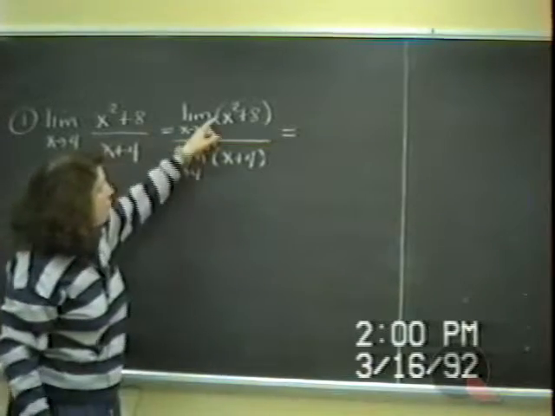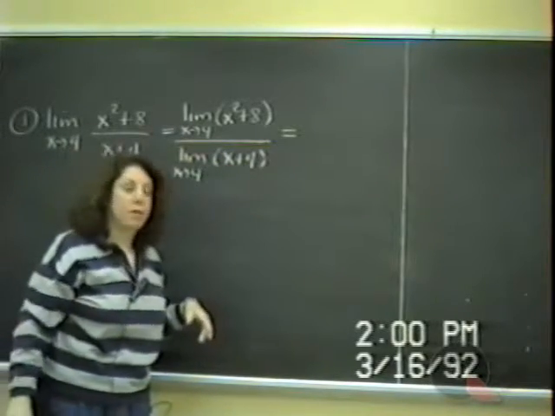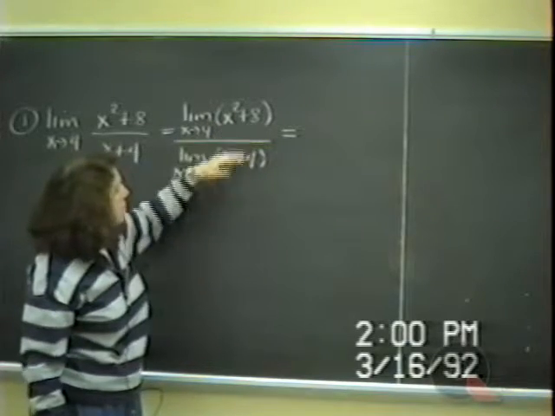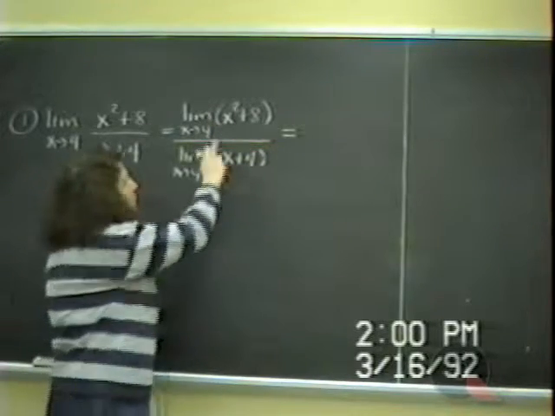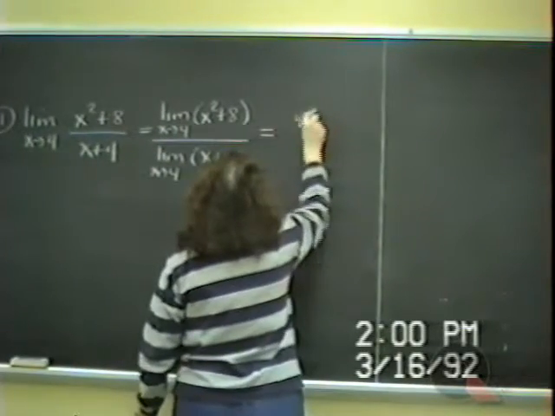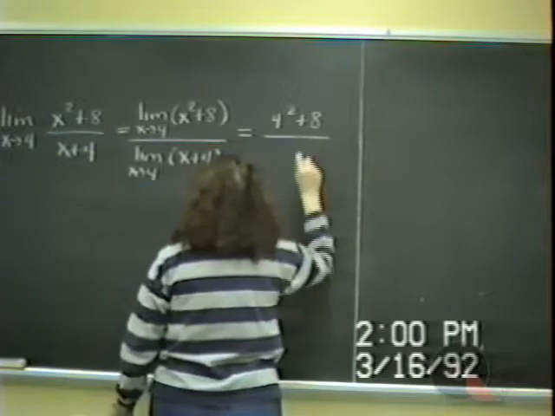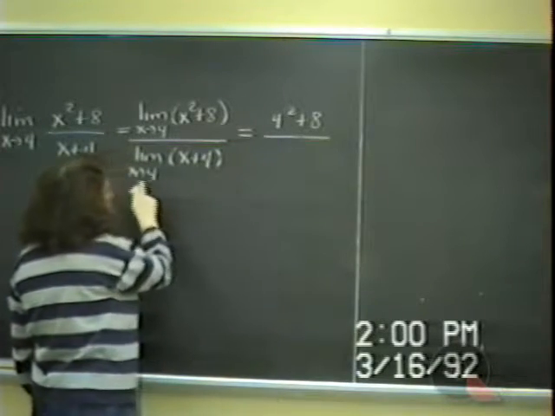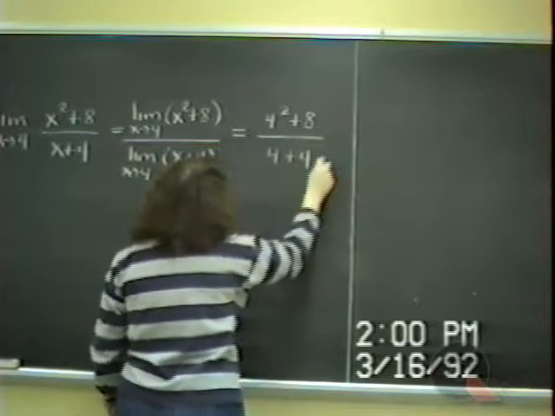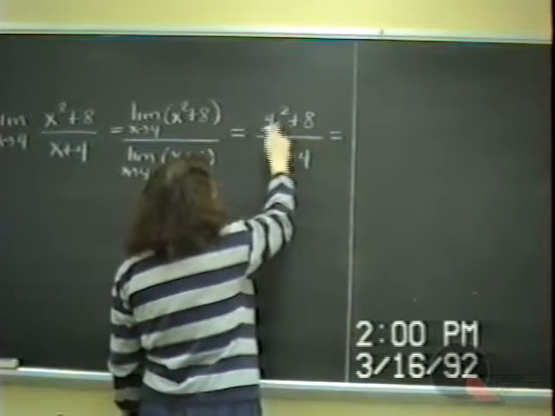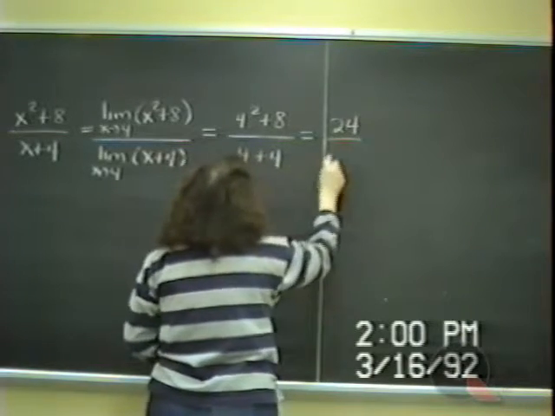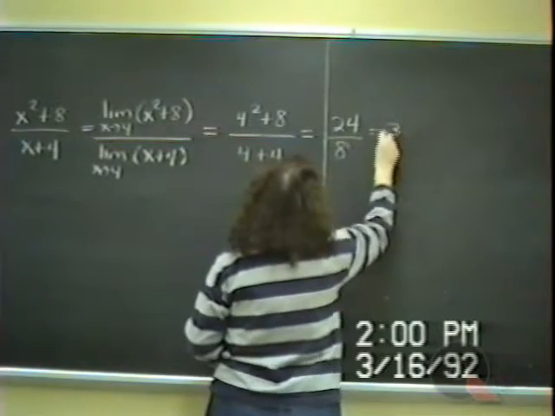And since these are both polynomials, and we know polynomials are continuous at all real numbers, we may evaluate these limits by substitution. So the limit of x squared plus 8 as x approaches 4 is 4 squared plus 8. The limit of x plus 4 as x approaches 4 is 4 plus 4. And we have 16 plus 8, 24, divided by 8 for an answer of 3.